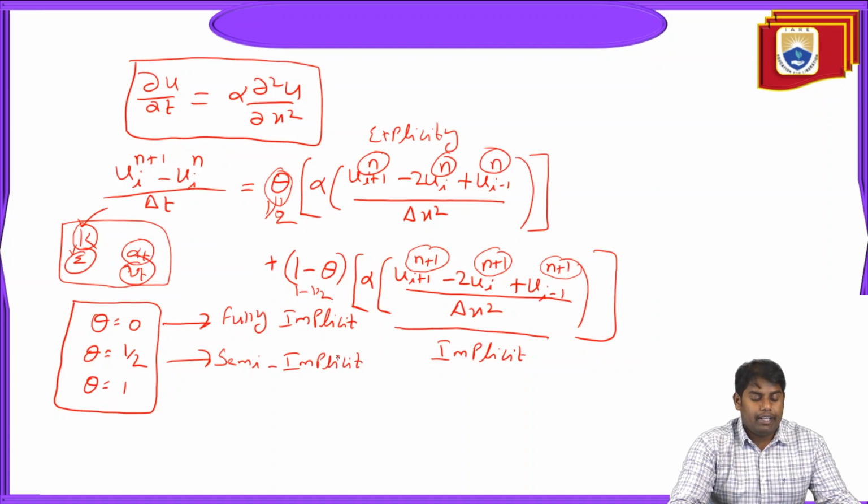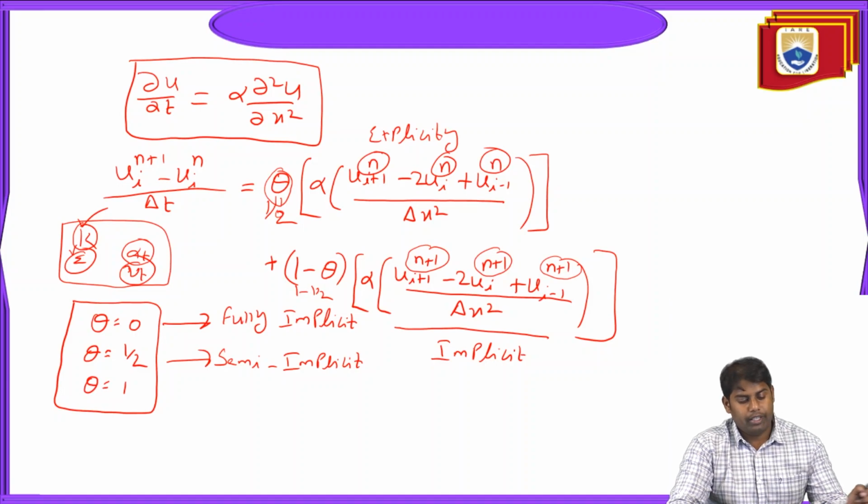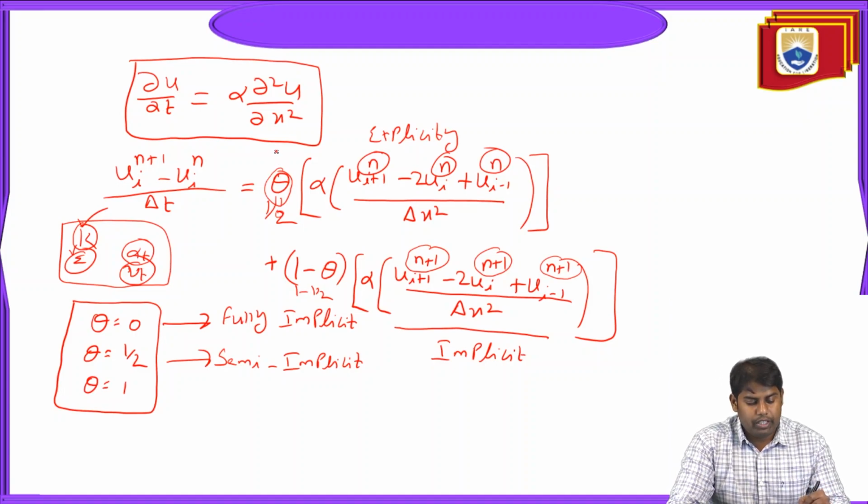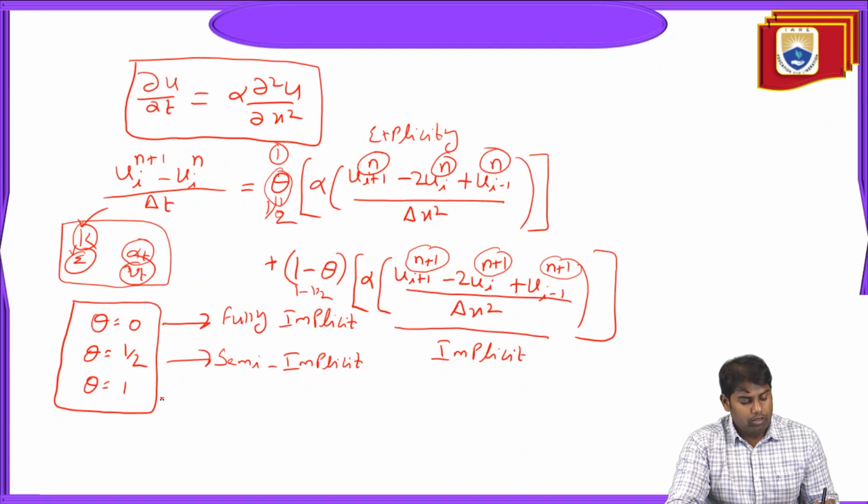Okay, so when theta is equal to 1, what happens actually? Here if you see, when we switch theta equal to 1, this implicit term will be fully vanishing. So there is no implicit method. Therefore this will be fully explicit.